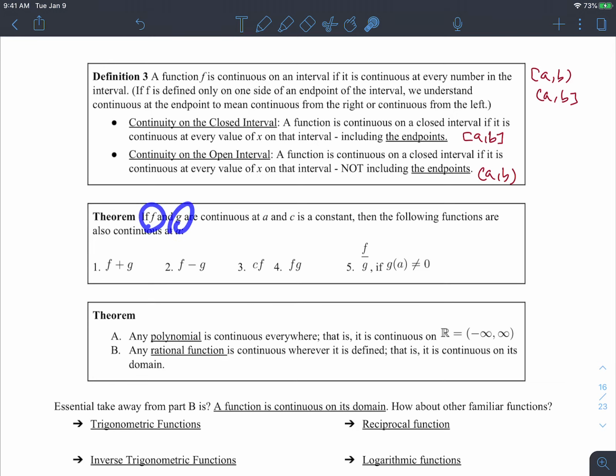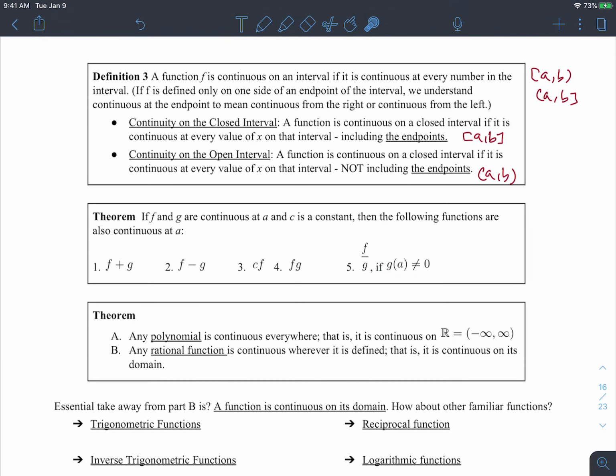And the theorem says more of the continuity theorems, right? If f and g are continuous at a and c is a constant, the following things are true. The sum of continuous functions is continuous. The difference of continuous functions is continuous. If you multiply a continuous function by any number, it is continuous. It's a vertical stretch, right? And then the product of them is continuous. It's almost like a limit law, isn't it? But then again, if you think about it, continuity is defined through limits, hence it has a similar idea. And the quotient of continuous functions is continuous as long as the denominator is not equal to 0.